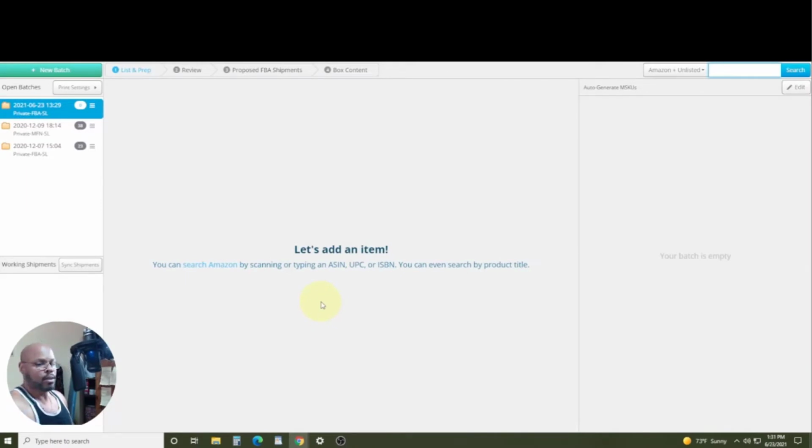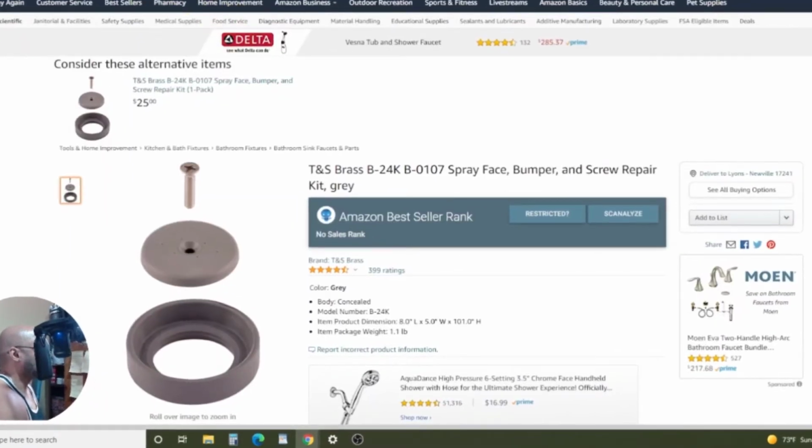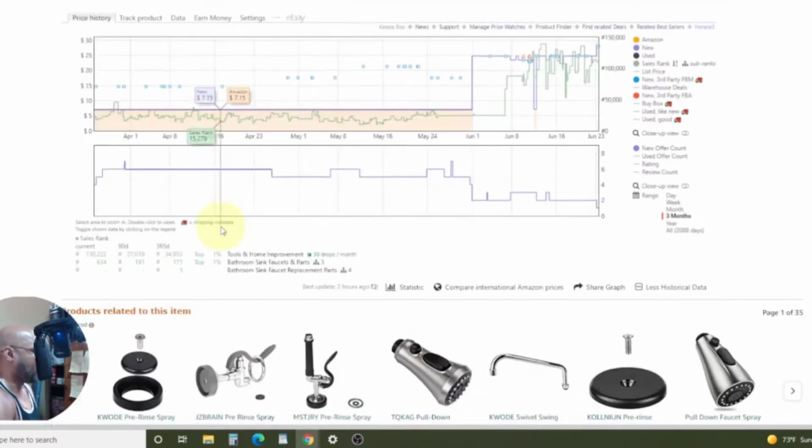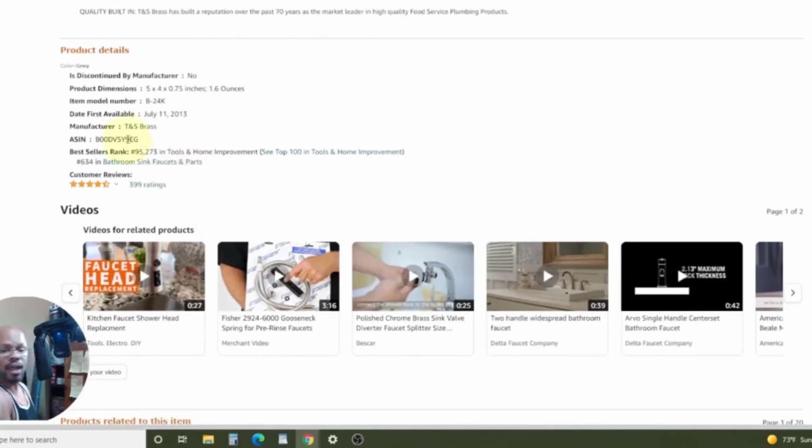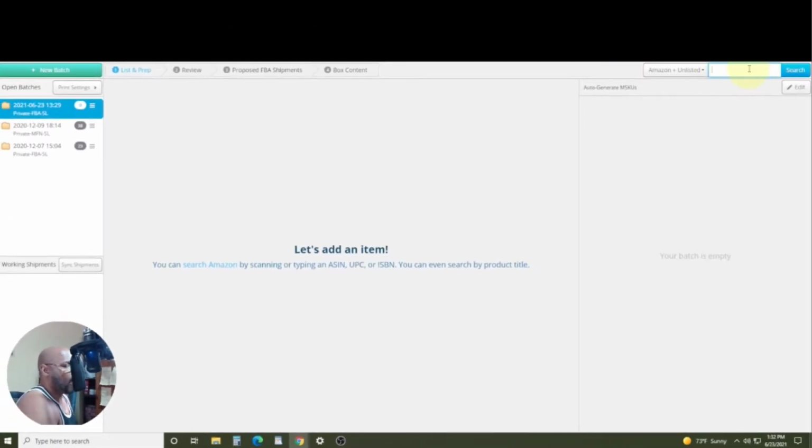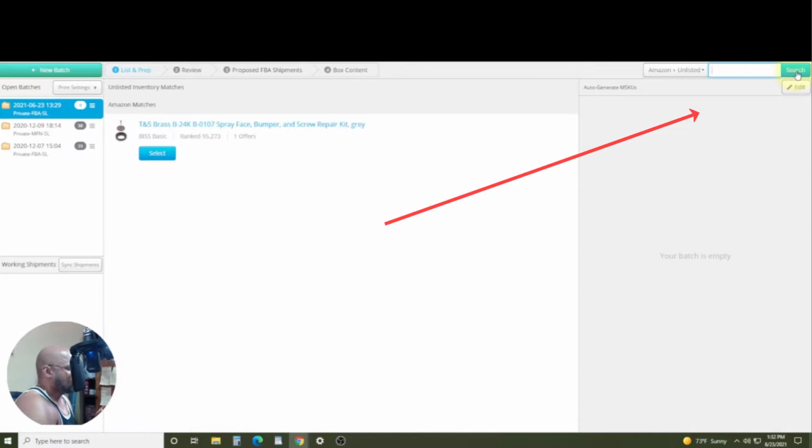Now watch what happens, because remember, this is the product that we're going to add right now. And remember, we got that product. We're going to take the ASIN from right here. I'm getting it up in the URL line, but if you didn't want to do that, you could scroll down and you could get the ASIN right here. Now watch what we do. Right in this box, you put the ASIN. You'll go search, and there it is.